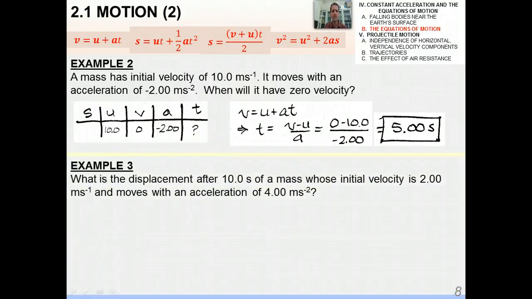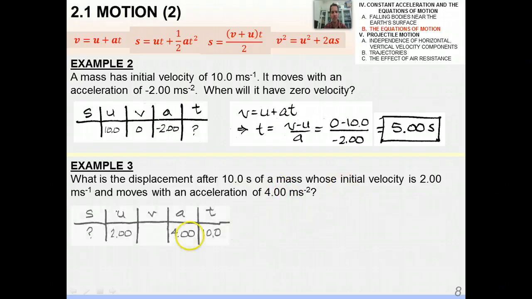Okay. How about this one? Example 3. What's the displacement after 10 seconds of a mass whose initial velocity is 2 meters per second and moves with an acceleration of 4 meters per second squared? Well, clearly it's speeding up. Here's my SUVAT table. I'm asked to find s. My initial velocity is 2. The acceleration is 4. Time is 10.